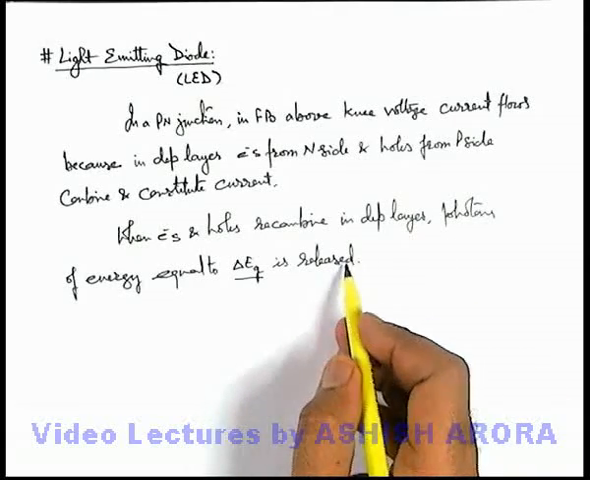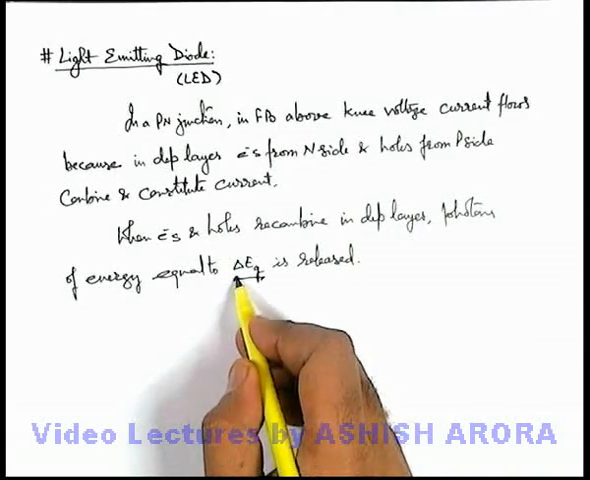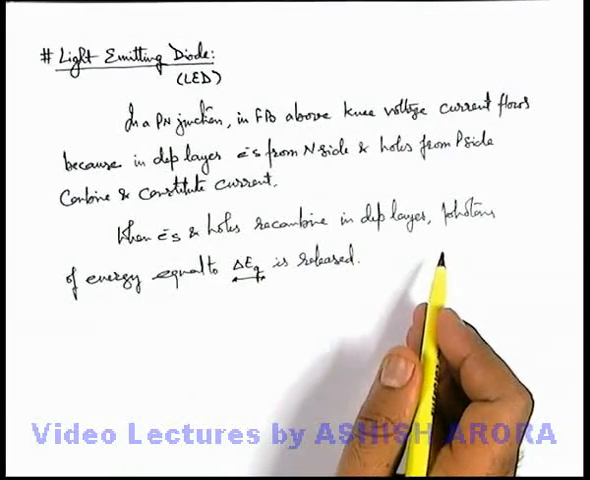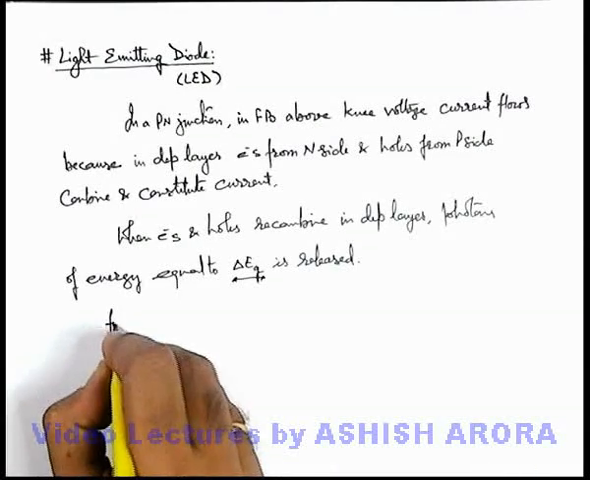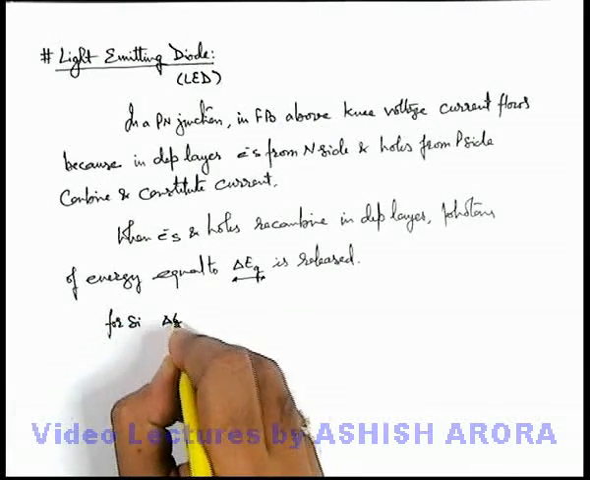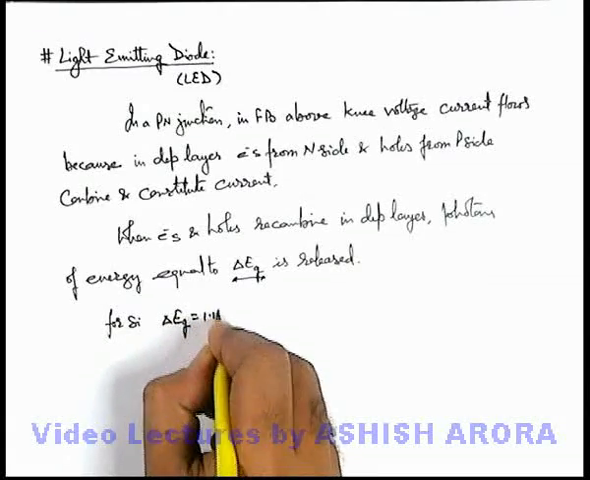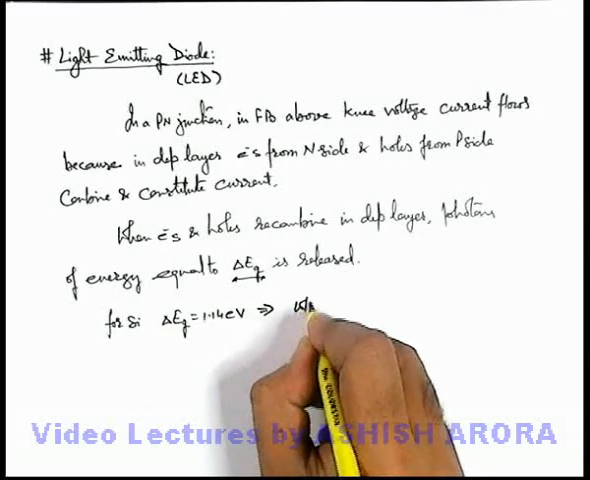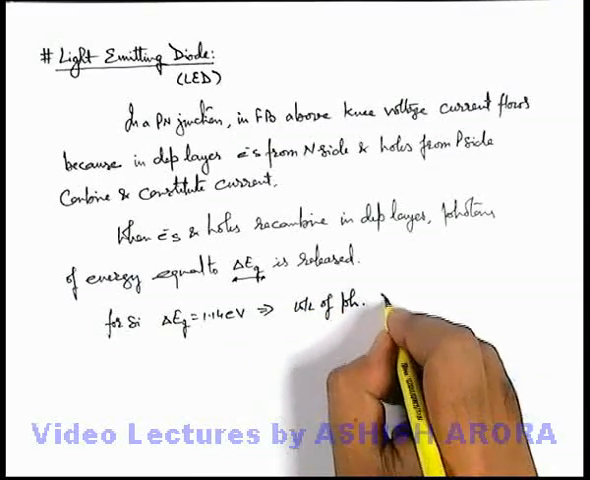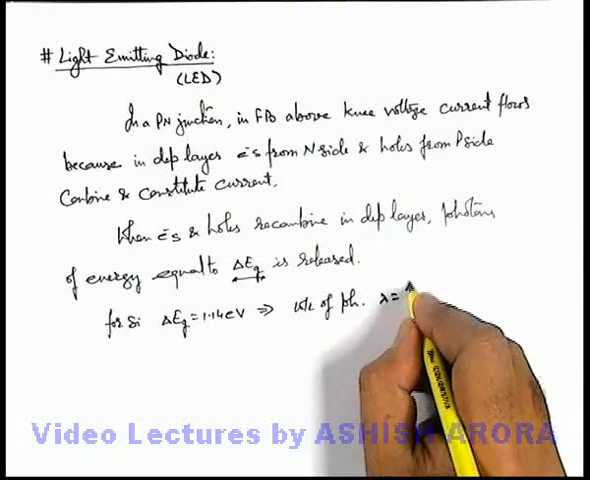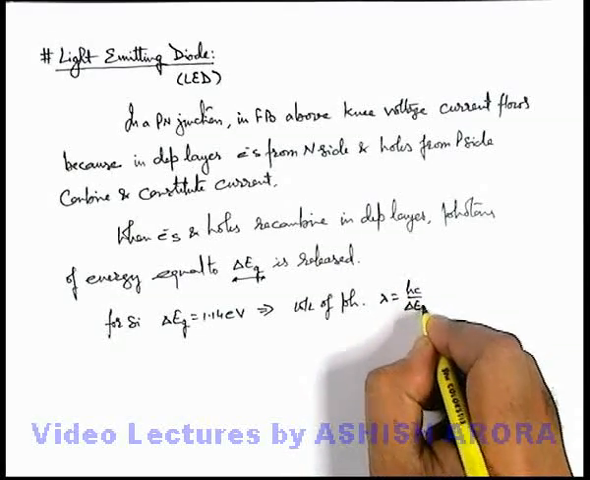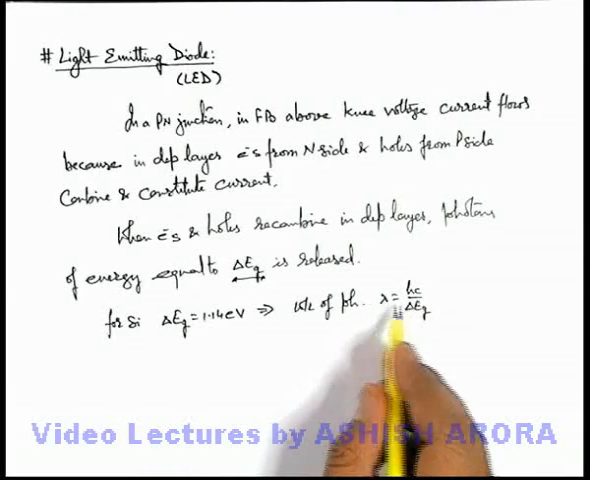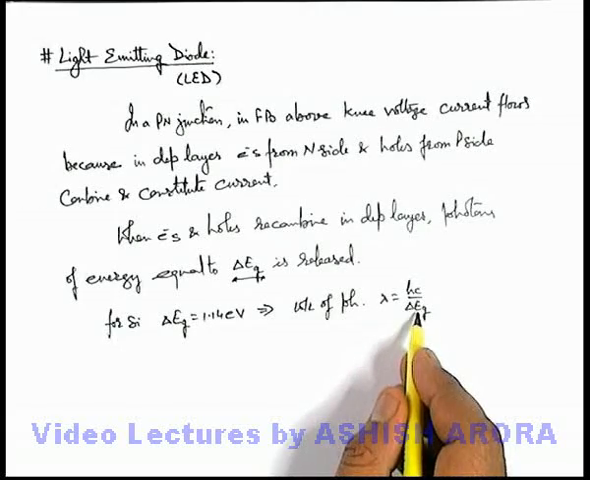And for a specific element, if delta Eg is given as a specific value in electron volt, correspondingly a wavelength is emitted. For silicon, we know the value of delta Eg is 1.14 electron volt. That implies the wavelength of the photon emitted can be written as hc by delta Eg, because we know that photon energy is equal to hc by lambda. So wavelength we can calculate by using the expression of energy.